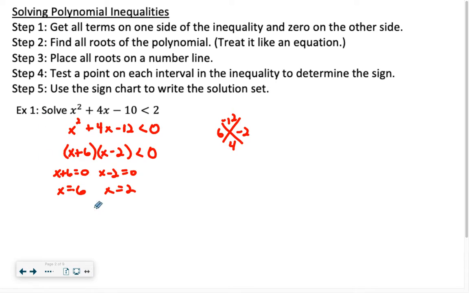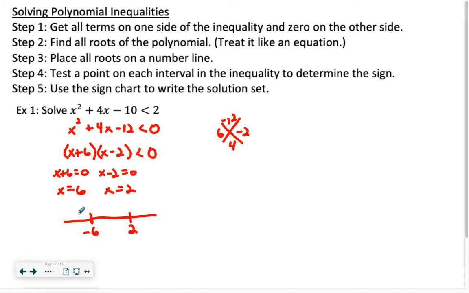So now what I want to do is place those roots on a number line. That's step 3 here. So I'm just going to draw a line and put negative 6 on there and positive 2. So now what I want to do is create a sign chart. I am going to test a number on each of these 3 intervals. So basically any number less than negative 6, any number in between negative 6 and 2, and any number greater than 2. And what I mean by test is I'm going to plug that into my equation and see if I get a positive or a negative value.